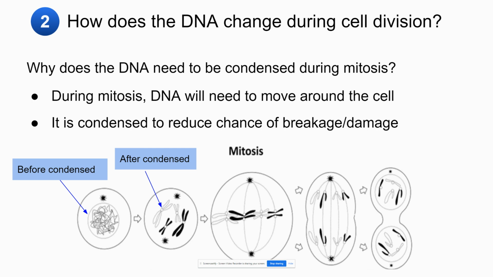So the DNA needs to be condensed at the start of mitosis because it will be moved around the cell during the process. It will line up at the center of the cell and then move to opposite ends of the cell as the cell is dividing. So condensing the DNA reduces the chance of that DNA breaking or getting damaged during this time.